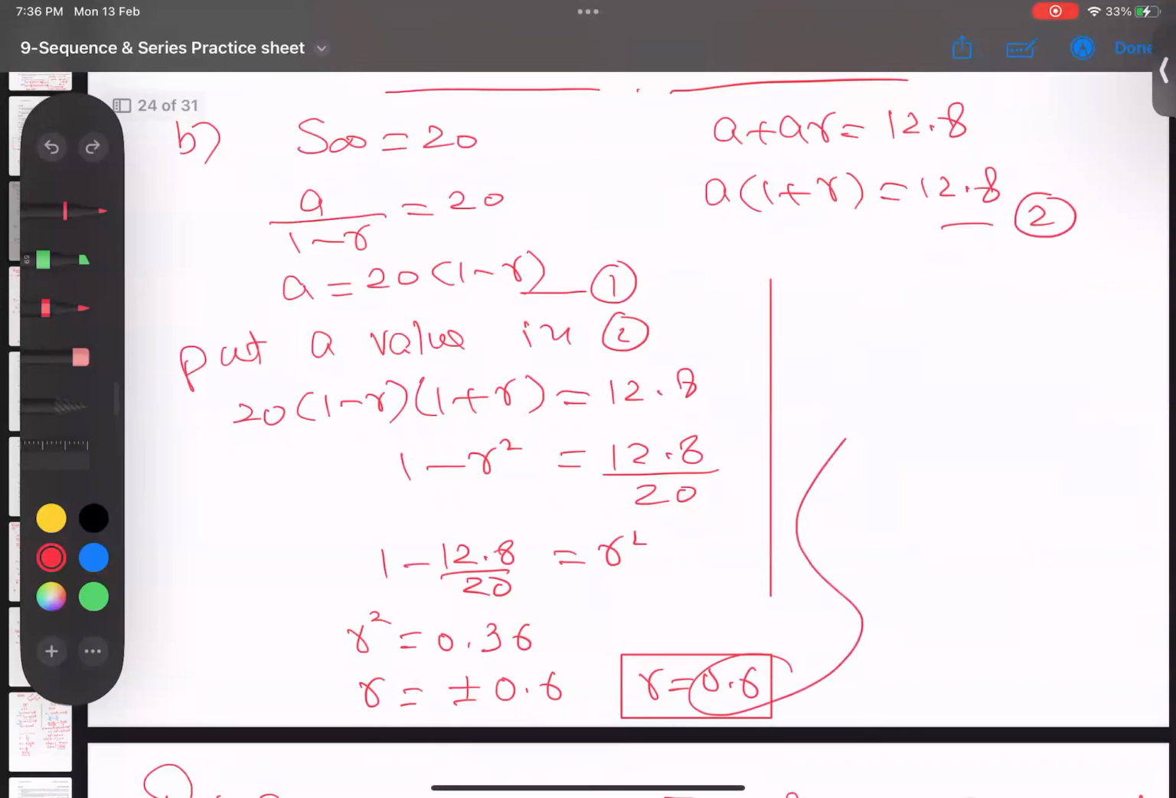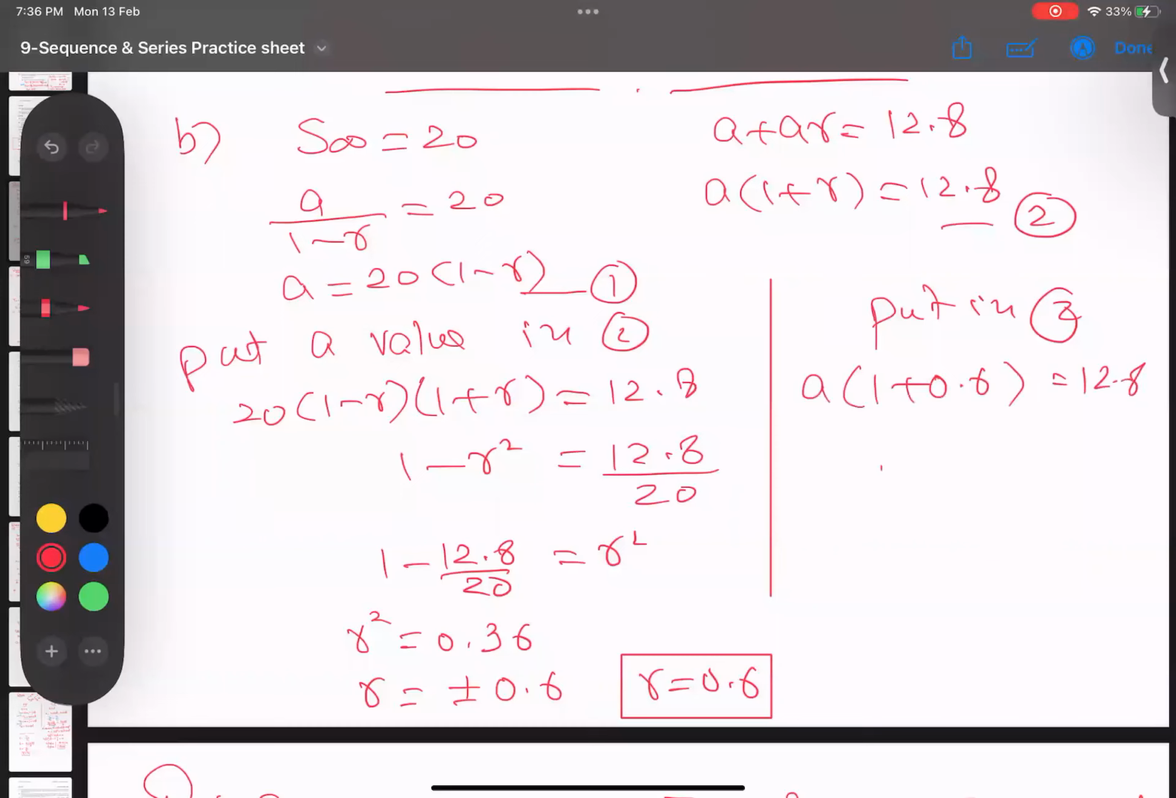This R value, I will plug in here. So A times (1 plus 0.6) equals 12.8. And 12.8 divided by 1.6, okay, so the answer is coming 8. So we got the first term. Alhamdulillah Rabbil Alameen, the point is clear.